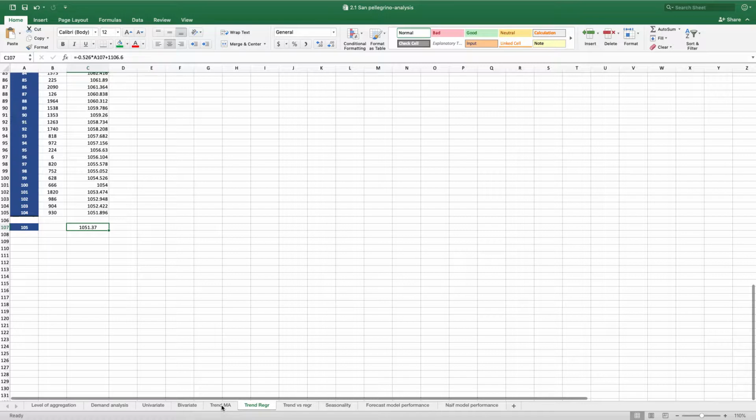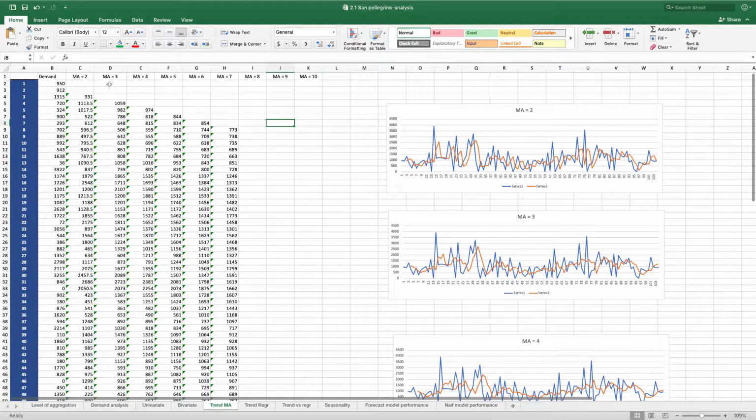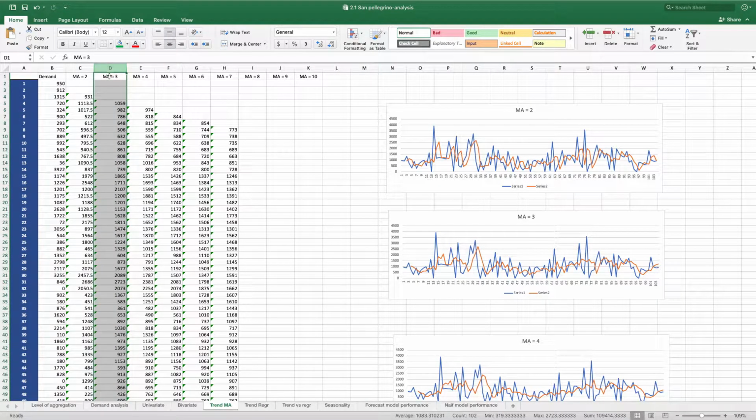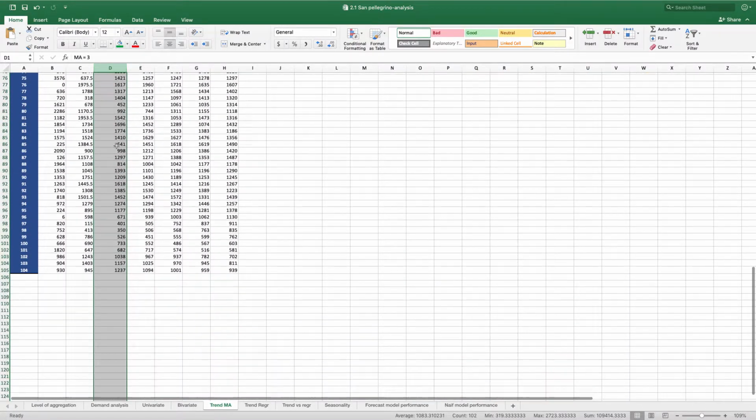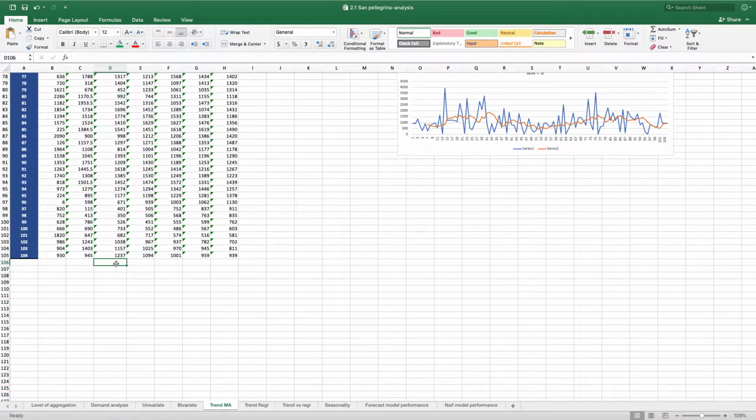Same for the moving average. As I told you, as we are using a moving average equal 3 as our benchmark, if I want to forecast the demand of tomorrow, how much will be the demand of tomorrow? It will be the average of the 3 previous values of the demand, so 1144.